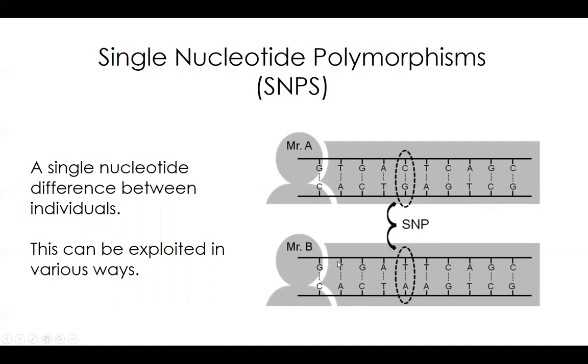And you can imagine if you could sequence this, you'd be able to see that difference and you'd be able to distinguish between Mr. A and Mr. B. These can be exploited in various ways. We're going to be reading more about these as we proceed through this semester and learning how to use these as genetic markers.